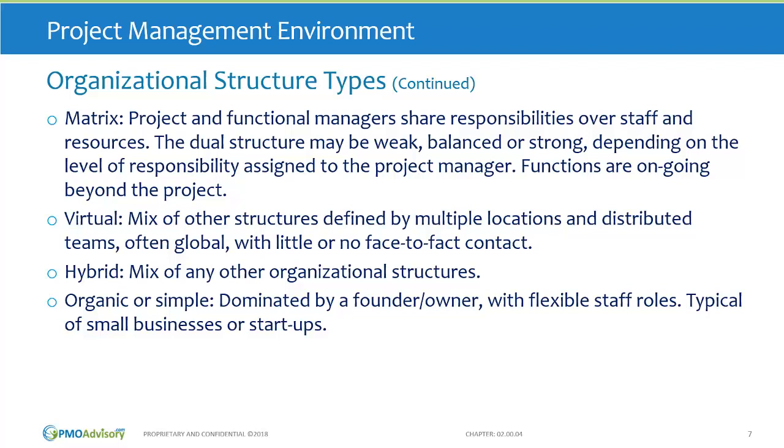A weak organization is more similar to a functional organization. A strong matrix organization is more similar to a project-oriented organization, and a balanced matrix is basically equality between the functional and the project manager.